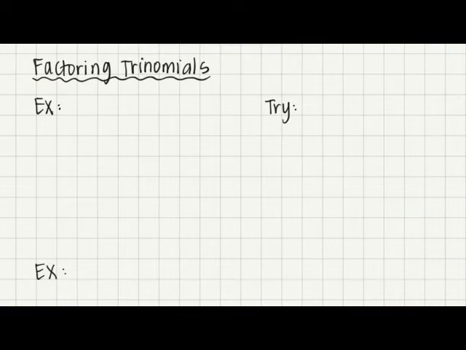Okay, we're going to factor trinomials. So we're going to factor x squared plus 2x minus 15. What I want you to think about is doing the FOIL method backwards. So we're going to FOIL backwards.